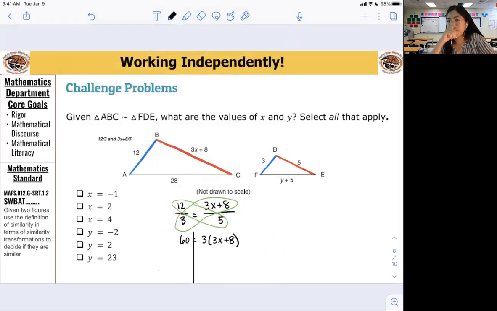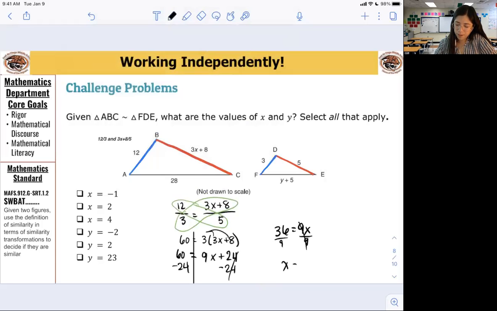What can I do? Times 3. Okay. 60 equals 9x plus 24. Now what? Minus 24. What's 60 minus 24? 36 equals 9x. And now? Good. We divide by 9, we get 4. So x equals 4.